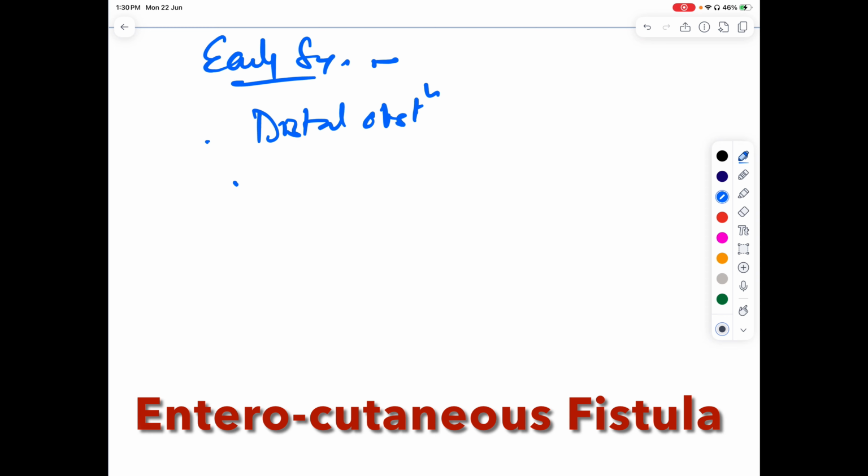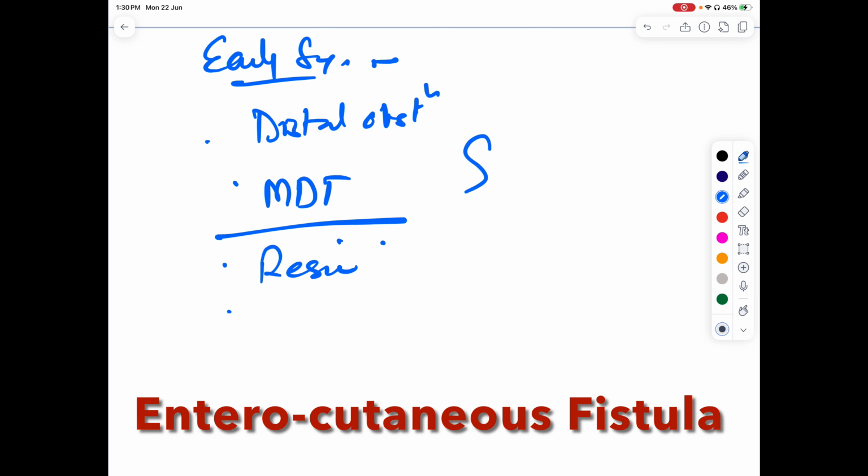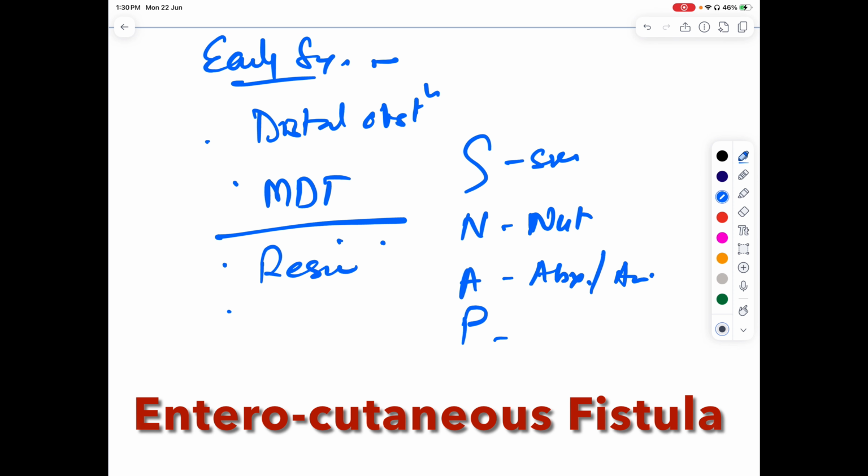So this patient needs fistula management by a multidisciplinary team approach. First of all, resuscitate the patient with ABCDE and SNAP: sepsis control, nutrition, antibiotics, anatomical assessment, fluid resuscitation, protect skin, and plan the surgery.